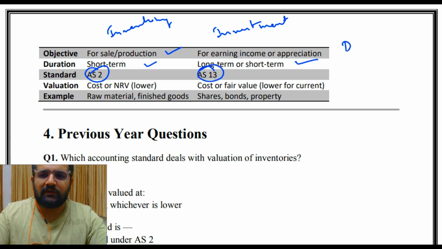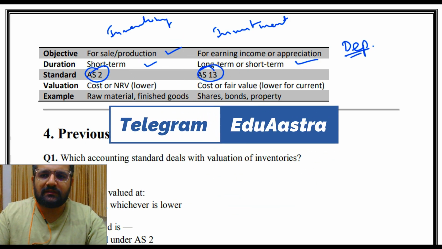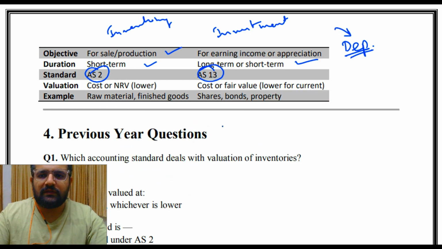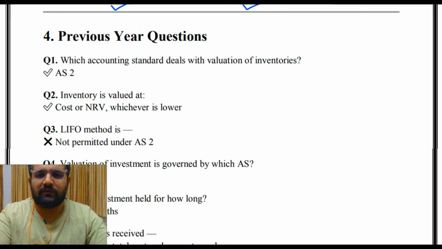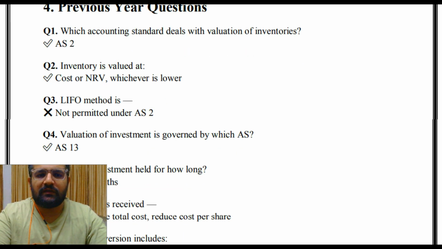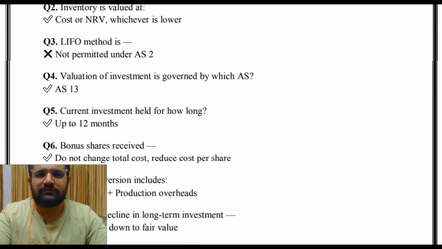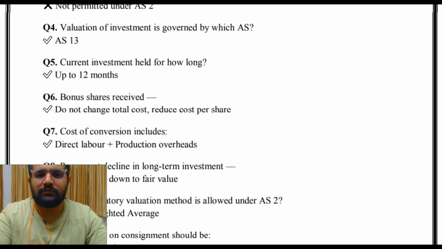You tell me which accounting standard is related to depreciation. This was also one of the previous year questions. Then valuation: cost or net realizable value, whichever is lower, for current; cost or fair value, lower. Example: raw material, finished goods; here shares, bonds or property. Previous year question: which accounting standard deals with valuation of inventories? Accounting Standard 2. Inventory is valued at cost or net realizable value, whichever is lower. Last in first out, or LIFO method, is not permitted under AS 2.